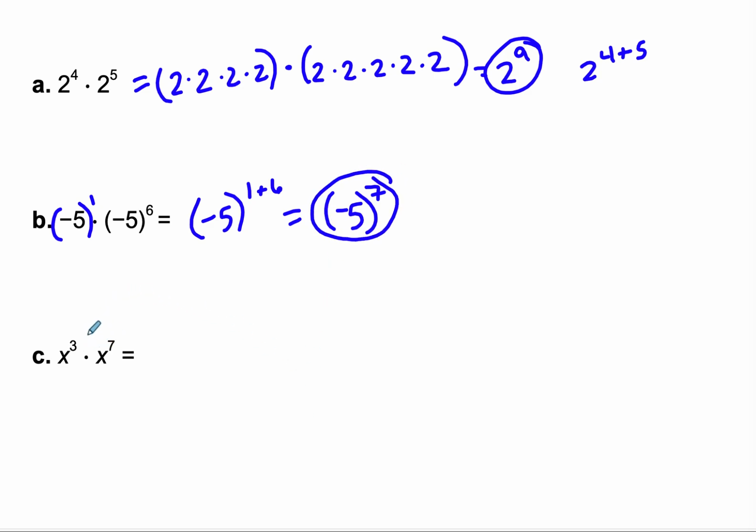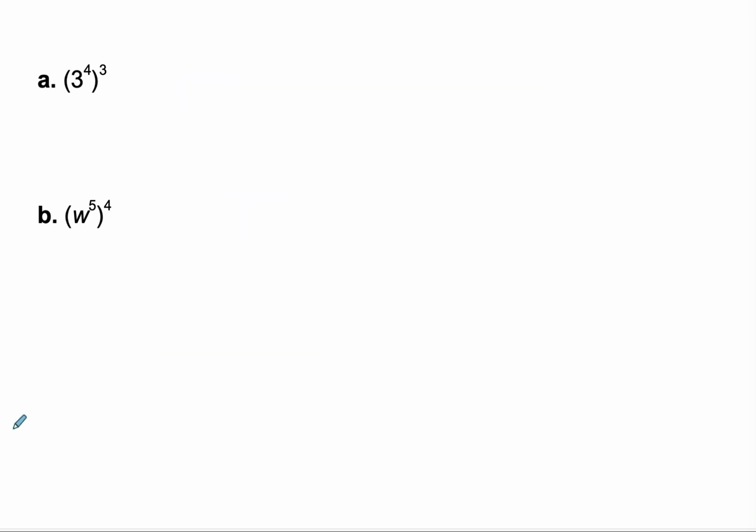Let's look at it with letters. Same thing. x to the 3rd power times x to the 7th power. We are going to add those together. 3 plus 7 equals 10. So I have x to the 10th power. All right, let's take a look at our next one.